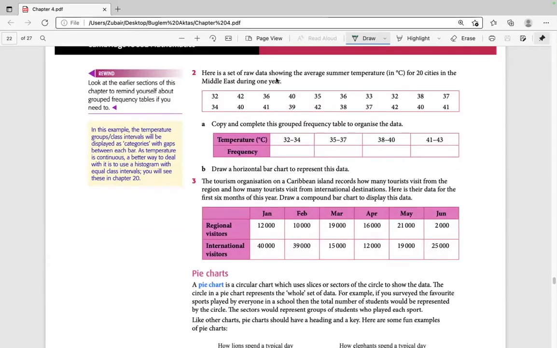Here is a set of raw data showing the average summer temperatures in degrees Celsius for 20 cities in the Middle East during one year. Part A says copy and complete the grouped frequency table to organize the data. I was about to ask what type of table this is, but it already stated grouped frequency. How can we tell that it is a grouped frequency table? Because it's divided into different categories. We have different sections, and we call them class boundaries or class limits.